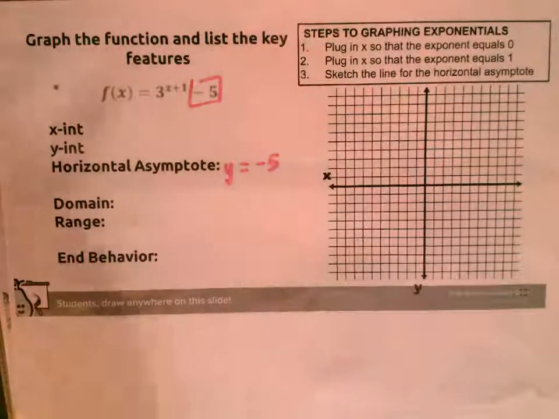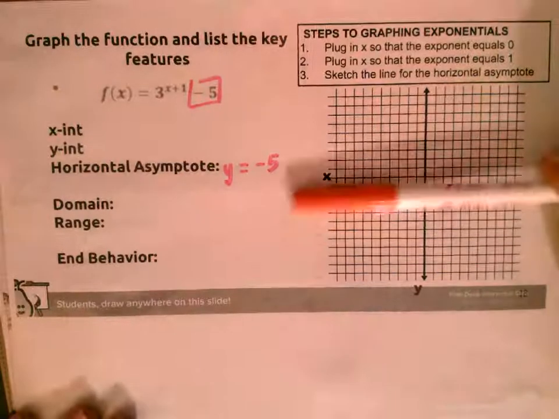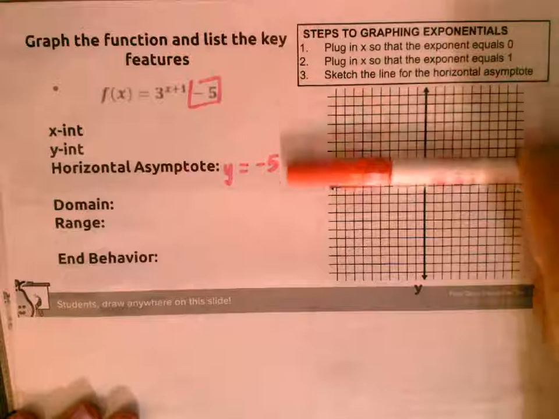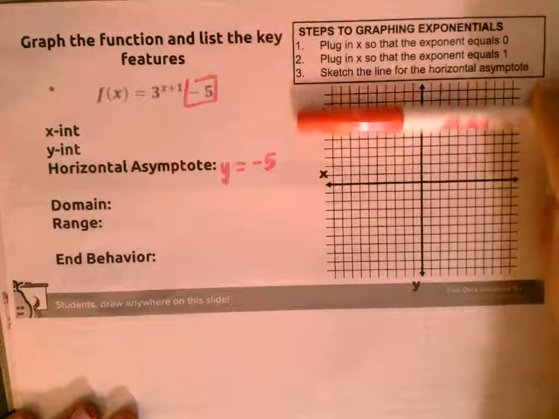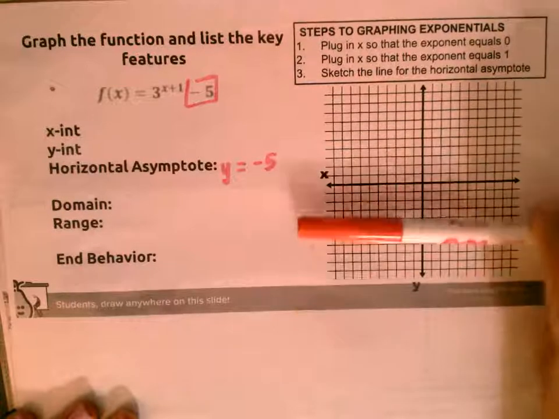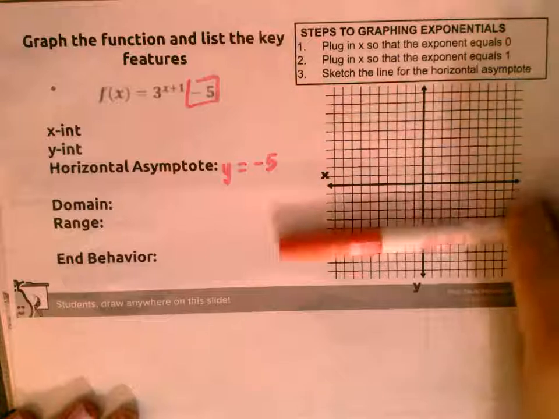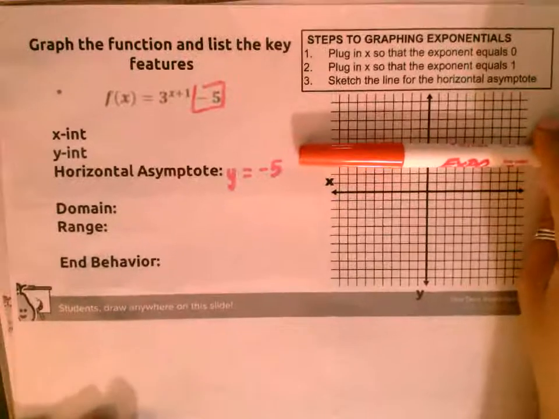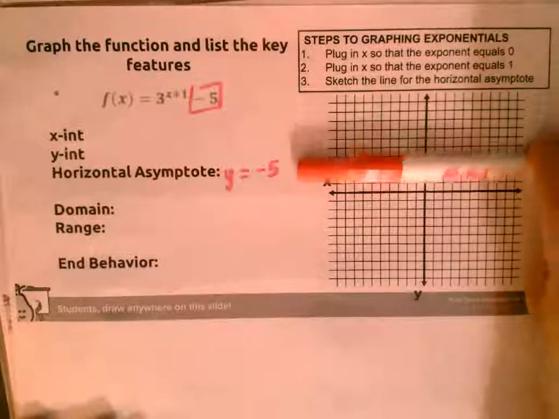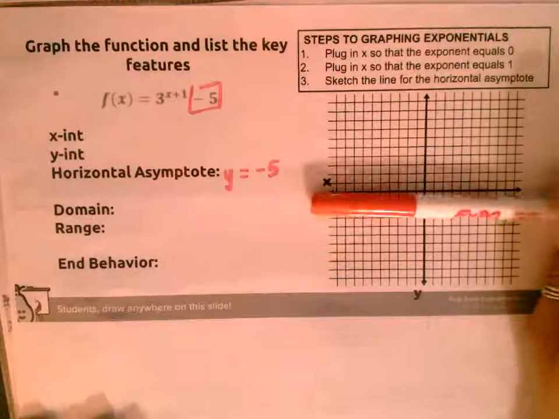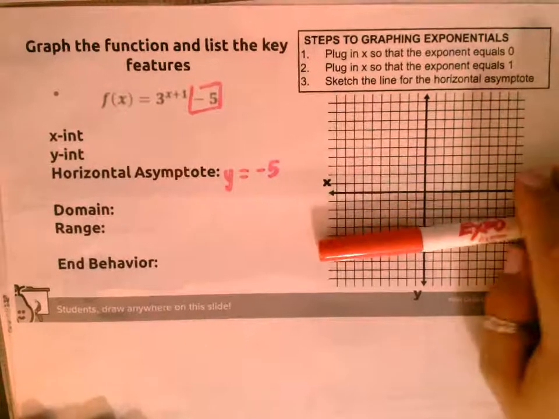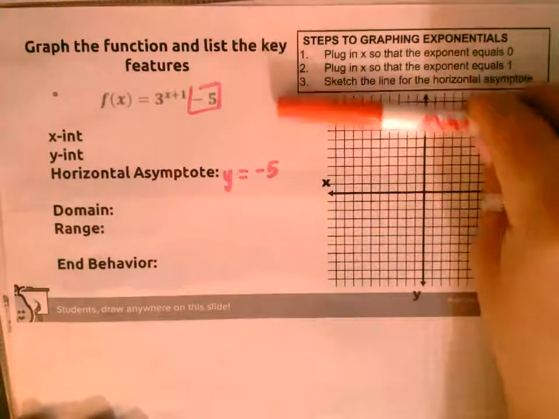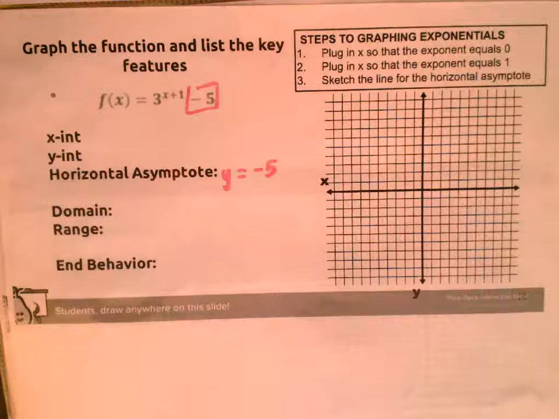How do I know that? Well, a horizontal asymptote goes horizontally, not vertically. And horizontally, it crosses the y-axis at some point. And a horizontal asymptote can be affected by up and down movement, and up and down movement is represented by a vertical shift up or down. So I know my horizontal asymptote is negative 5 because this parent function has been shifted down 5 units.